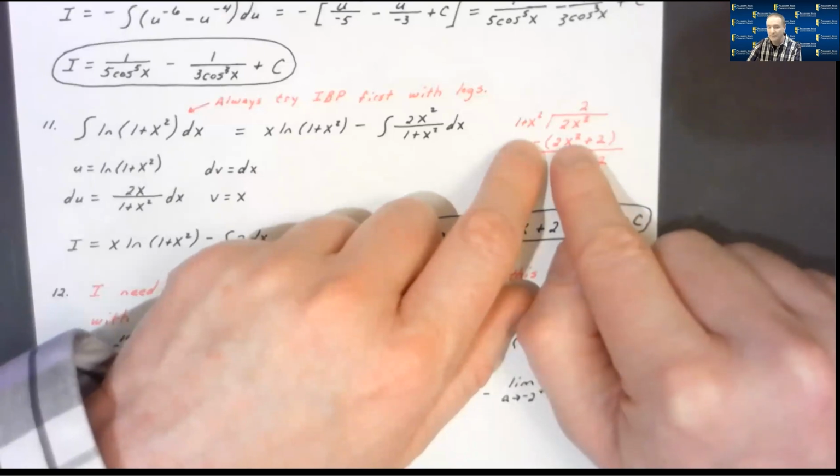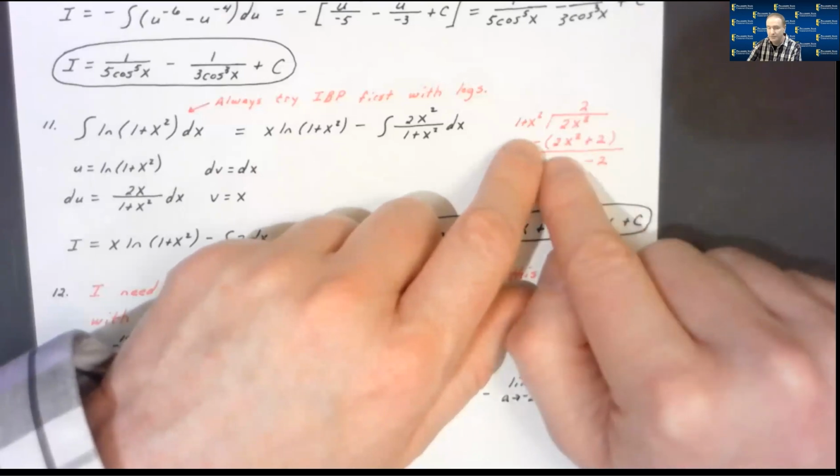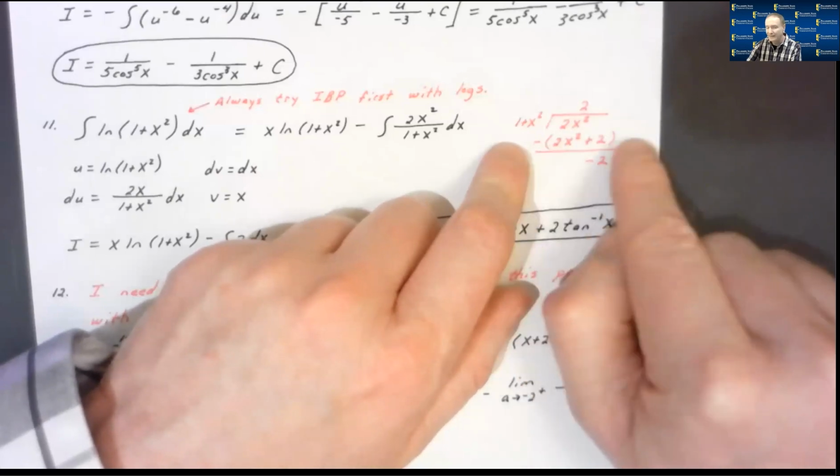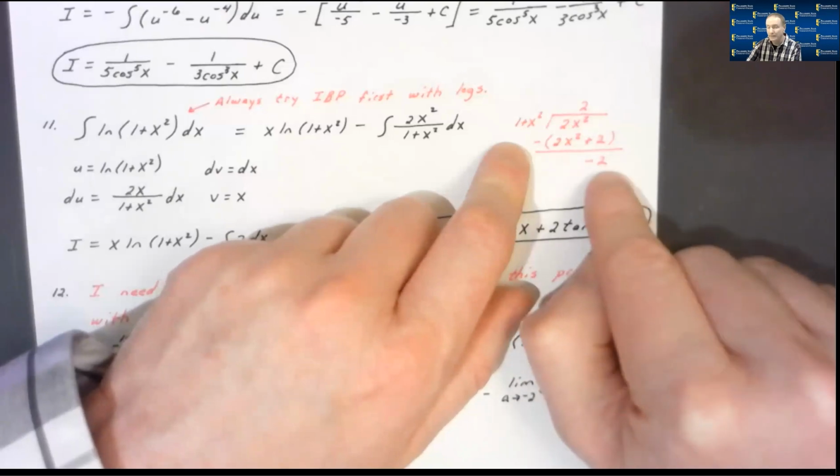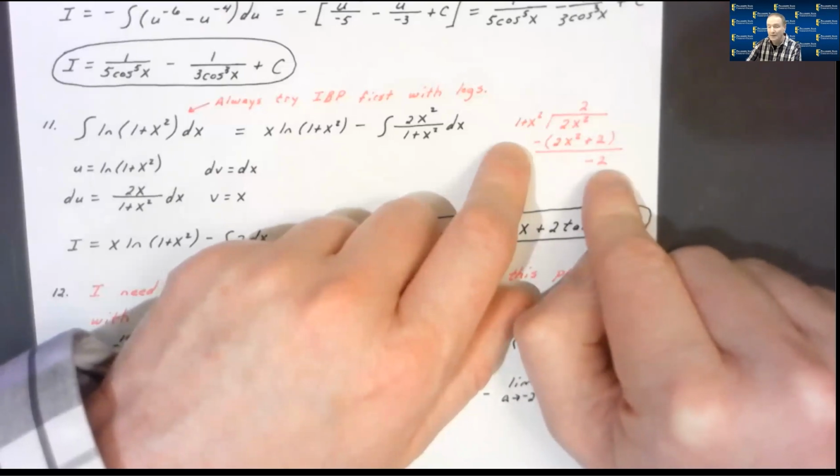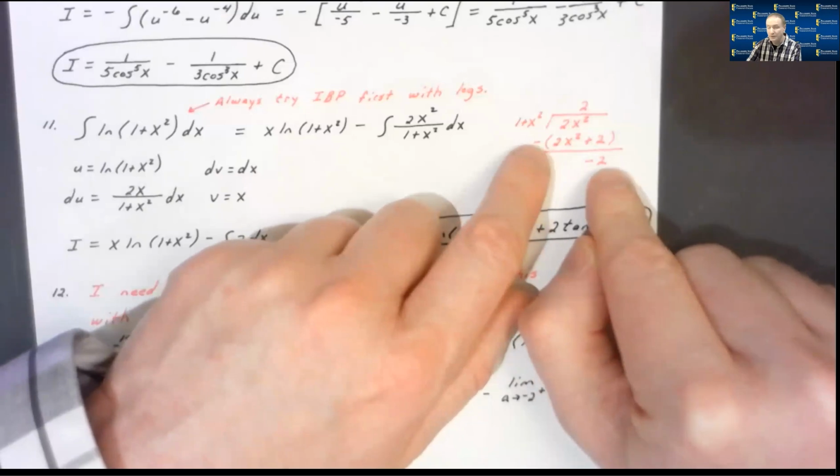2x squared minus 2x squared cancels. That's the point. We always have to cancel that first term. But then we're going to have minus this positive 2. So we get a remainder of negative 2. Now let's be very careful about what to do with that remainder.